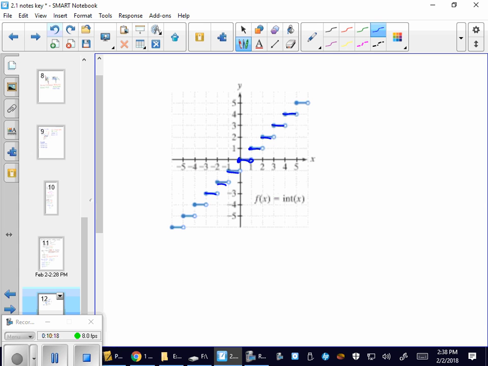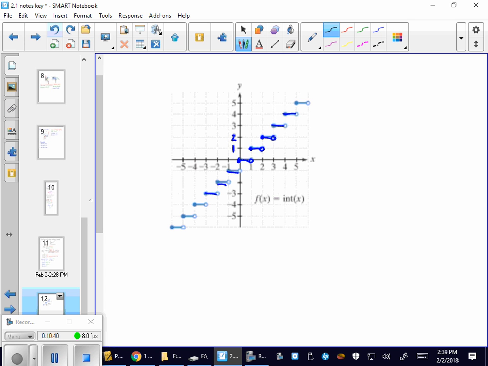Between x is 1 and 2, not including the 2, the y value is 1. Between x is 2 and 3, not including the 3, the y value is 2, and so on. Anyway, that's called a step function. It is a graph of a piecewise function. It's actually called the greatest integer function. We don't need to worry about that.